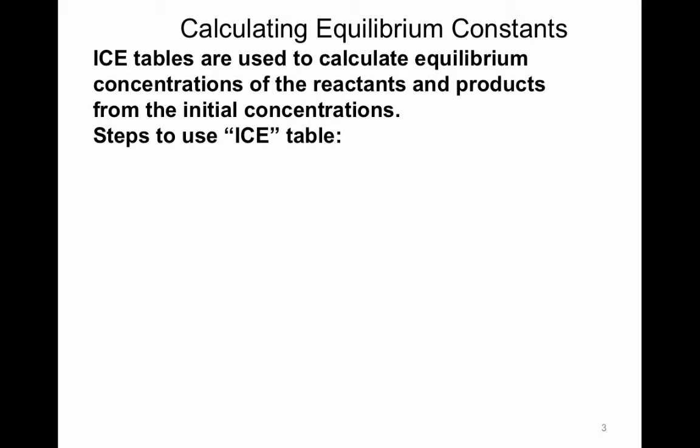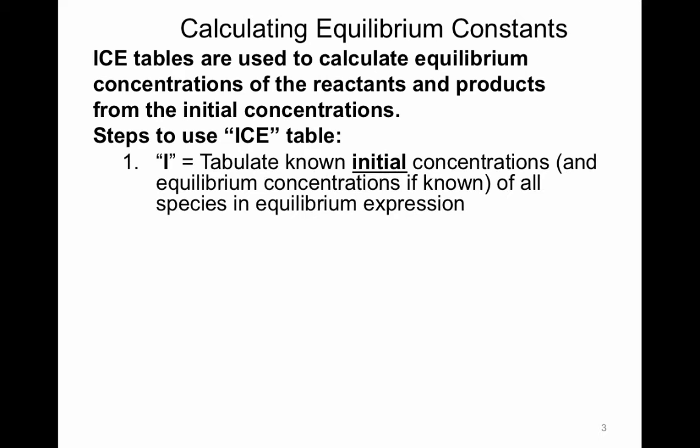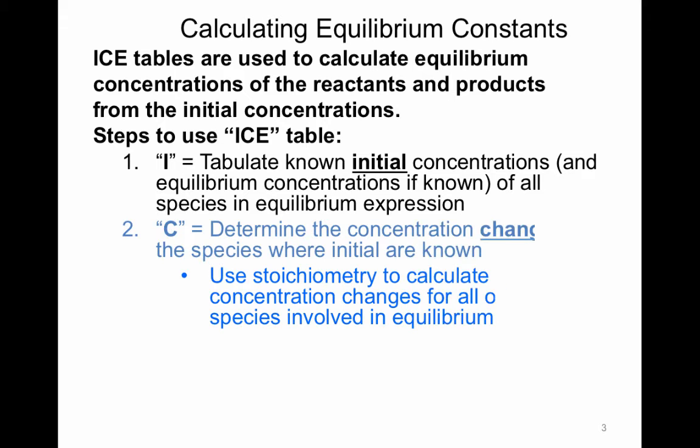Here are the steps that I use for an ice table. The I in ice stands for initial. This means that I need to write down my initial concentrations, which is what I'm starting with originally at the very beginning of the reaction, and anything else I know, if I know any other equilibrium concentrations, of all species in my equilibrium expression. The C stands for change.